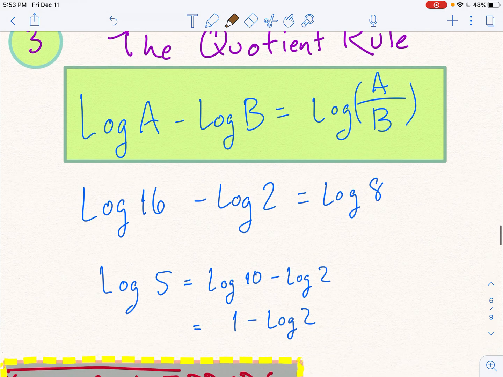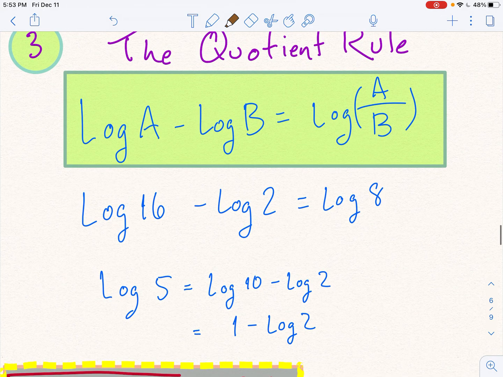The same thing is true in other situations, though. If you had log of 5, you could consider 5 to be a quotient of 10 divided by 2. So you could write that as log of 10 minus log of 2, and that's 1 minus log of 2, because log of 10, once again, is equal to 1. So these quotient rule and product rule laws of logarithms can be combined in different ways, and we'll get lots of practice of that over the next few days.